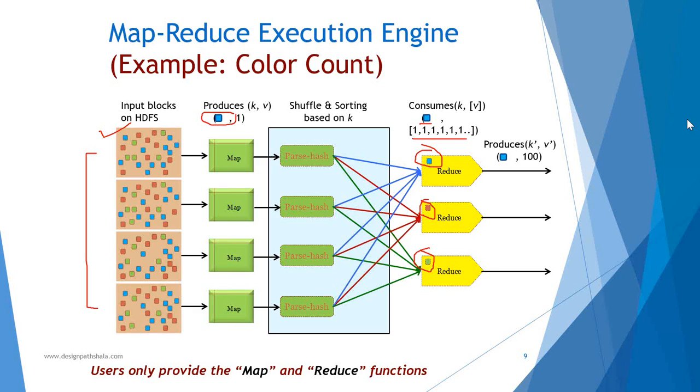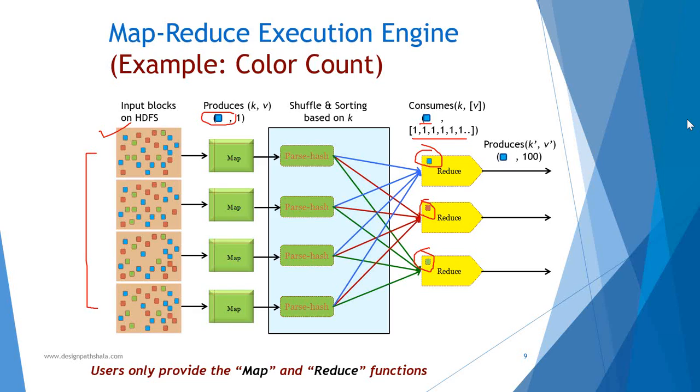Okay, so what I was saying is, say this is my data: blue color, red color, blue color, red color, green color, red, green, blue, and so on. And this is the block. This is one block. This is another block.